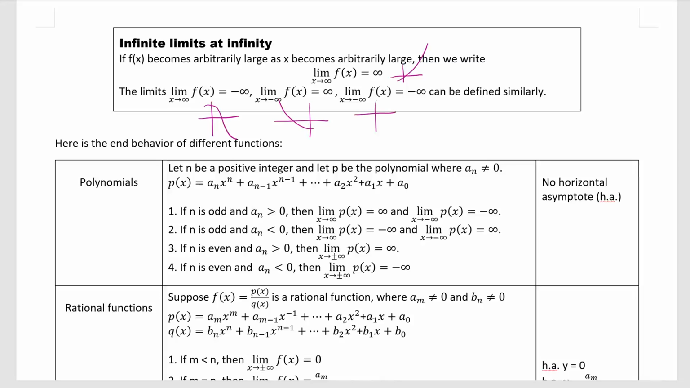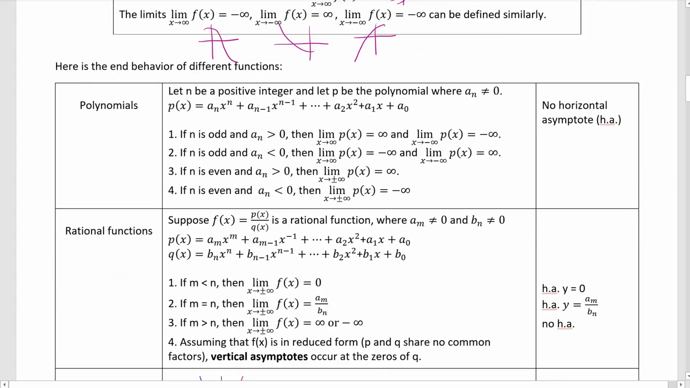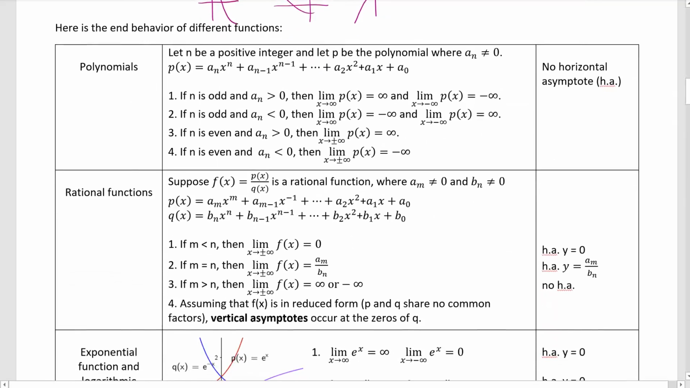When x goes to minus infinity, y goes to minus infinity, so go to the left and go to the bottom. So like that. Okay, and here we're going to see a table. So here is the end behavior of different functions.